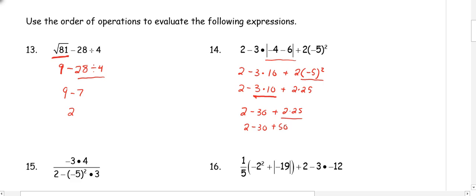Now there's addition and subtraction left, so we're going to go from left to right to complete that. So 2 minus 30 is negative 28, plus 50 gets us 22.